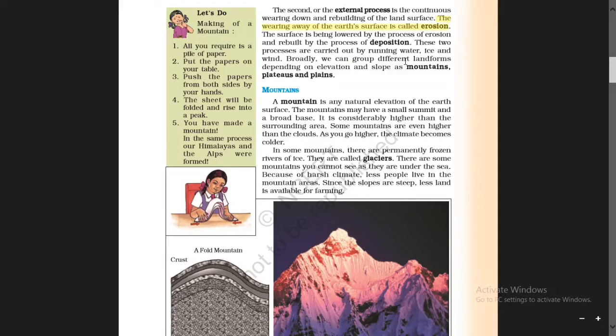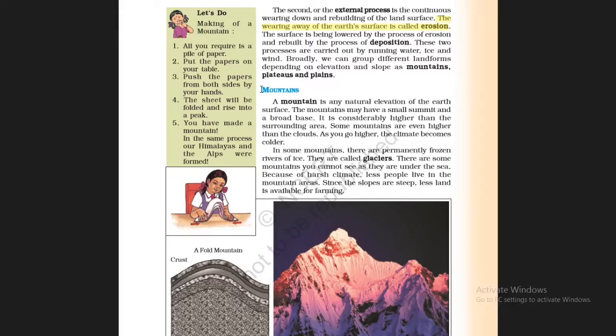Broadly, we can group different landforms depending on elevation and slope as mountains, plateaus, and plains. Here, the second process is called the external process. It is the continuous wearing down and rebuilding; both processes go on on the land surface. The wearing away of the earth's surface is called erosion. The surface is being lowered by the process of erosion.